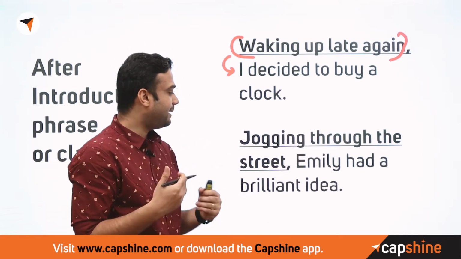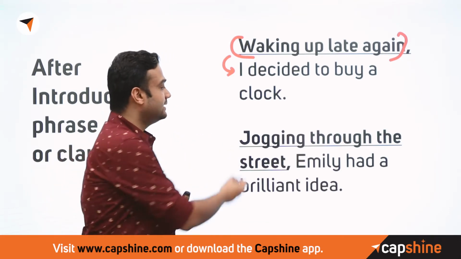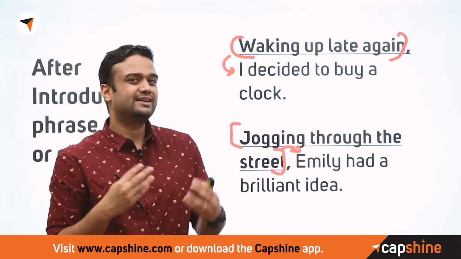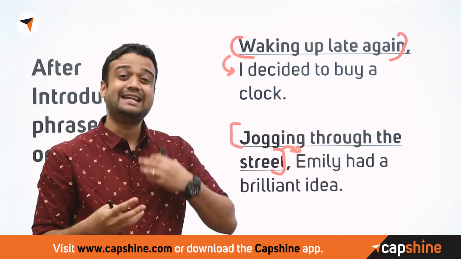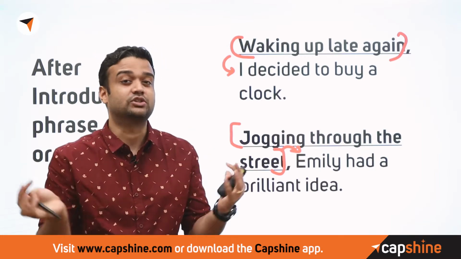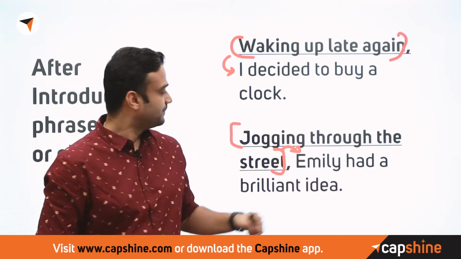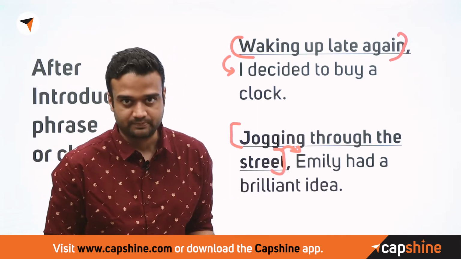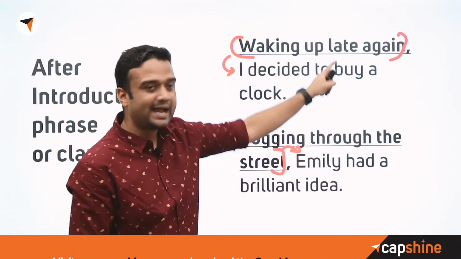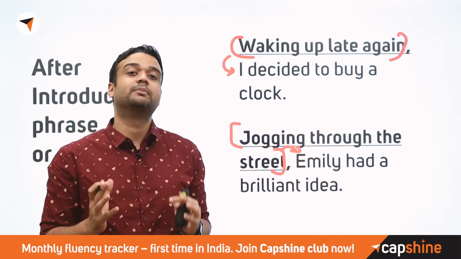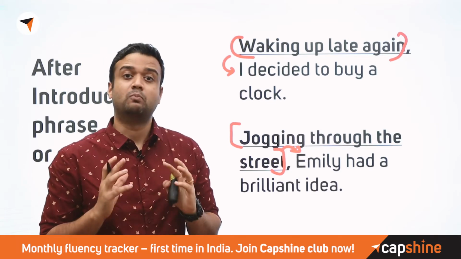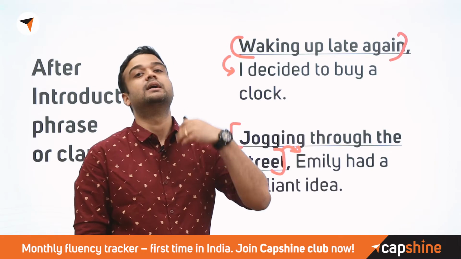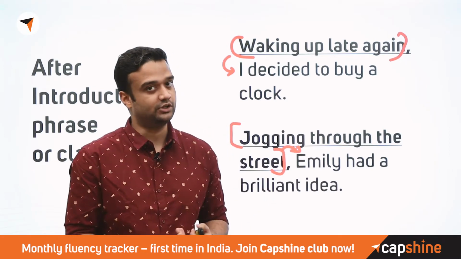Jogging through the street, Emily had a brilliant idea. Again, this is telling me about what Emily is doing. This is not essential information, it's just additional nice to have information, right? But it's an introductory information. It gives me an introduction or sets the scene of what's going on. Again, right after that, I put a comma to show that it's additional information. So here it also acts like a bracket where it gives you additional information and it's clear what message you're trying to say. The main message, of course, is that Emily had a brilliant idea. It just happens that she was jogging during that time.